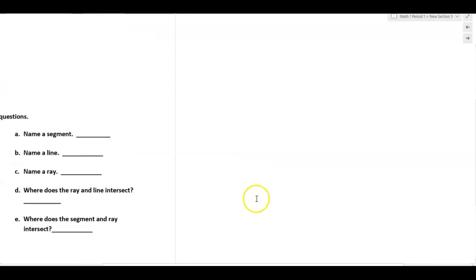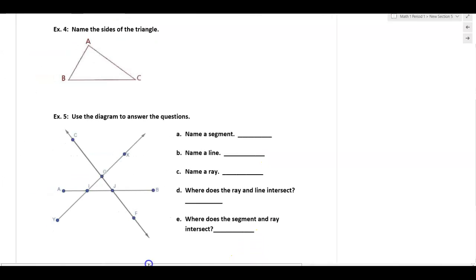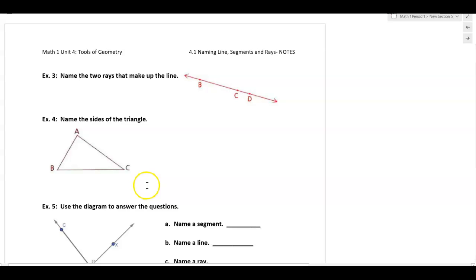So let's look at some examples here. If I wanted to look at example 3, name the two rays that make up the line. So if I look here, if I go C and I say this ray, that would be ray CD, but then I could also say start at C and go this way, so CB. If I put those two rays together, they both start at C and they go in one direction each, and then that creates the line.